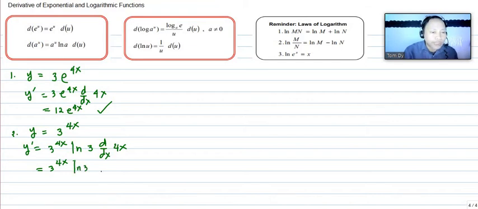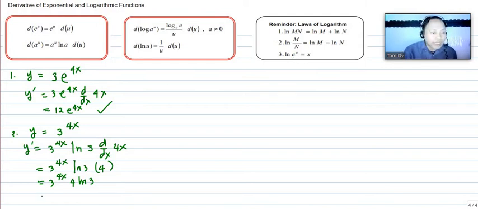So this is now equivalent to 3 to the 4x ln of 3 times the derivative of 4x, which equals 4. So we have here a multiplier. Just write 4 before ln of 3. So we will transfer that. We have 3 raised to 4x. Do not multiply 4 by 3. Instead, you write it first before ln of 3. This time, we will make use of this formula.